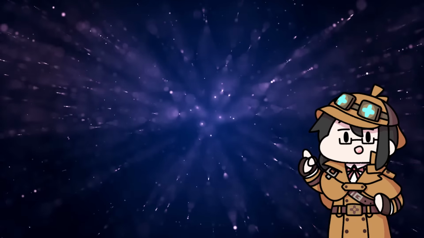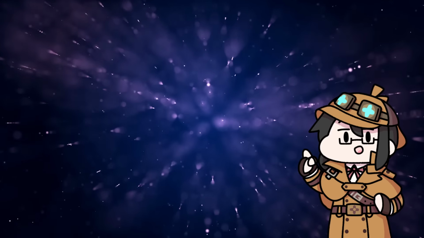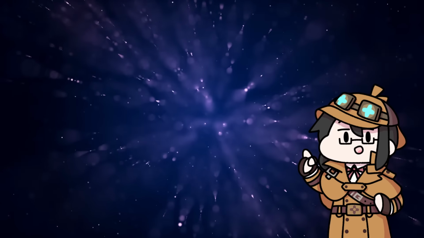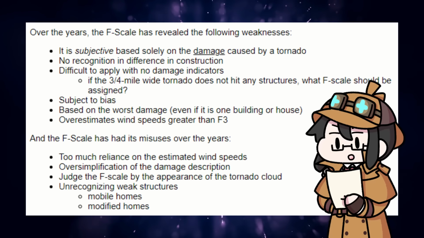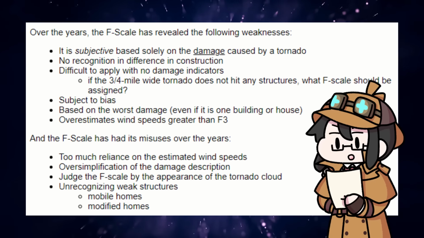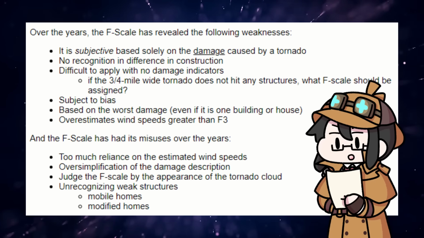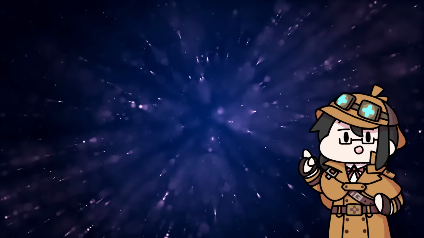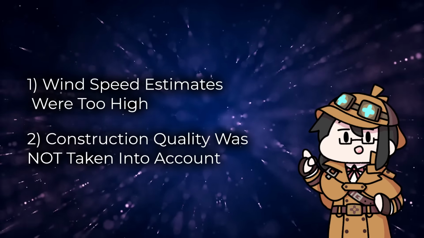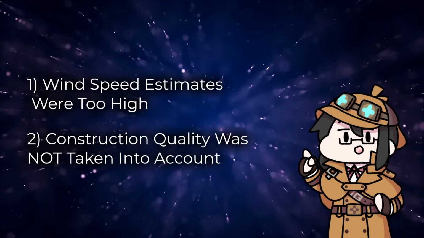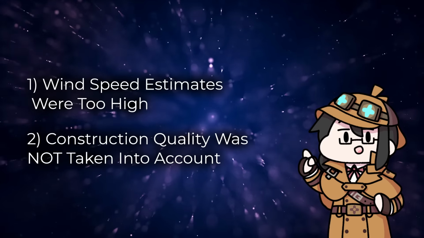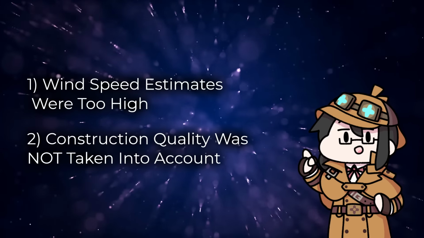There were also various other issues that the original Fujita scale had that resulted from these two major issues. The entire system of rating tornado damage was completely subjective, the scale was difficult to apply to tornadoes that didn't hit anything, and it was subject to bias. The two issues that I just mentioned, the wind speed estimates being too high and the issues surrounding the construction quality of structures, were well known before the new scale was even proposed.